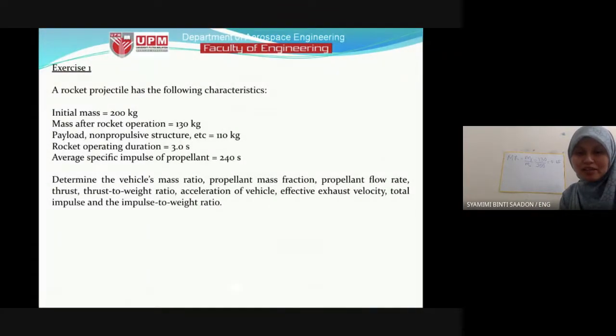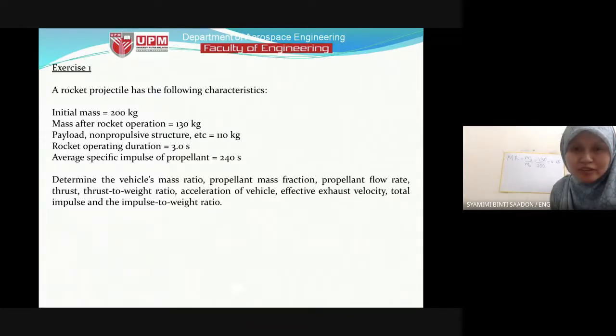Propellant mass fraction. So the solid propellant or the liquid propellant. For the propellant mass fraction, in order to calculate the fraction, which is the ratio, we have to eliminate the payload, the non-propulsive structure, etc., the rest of the system.